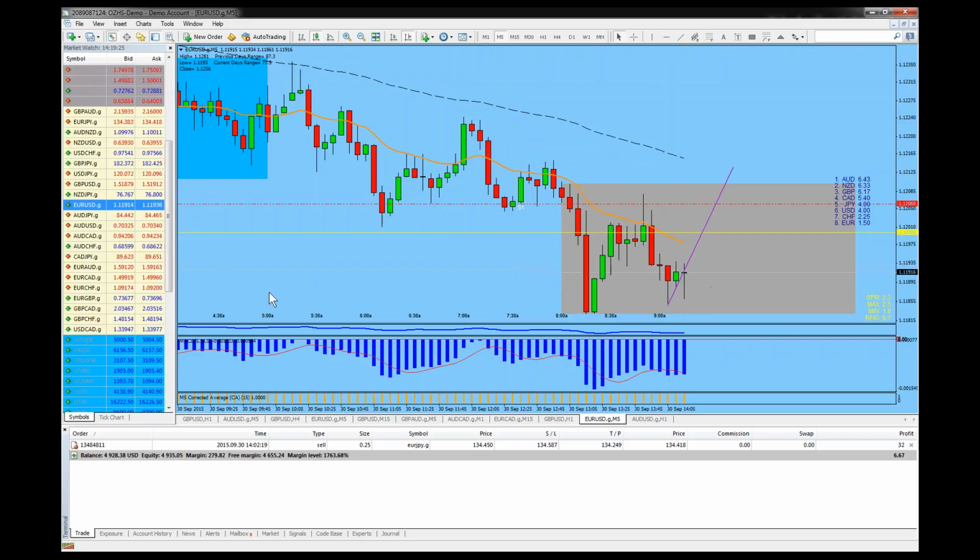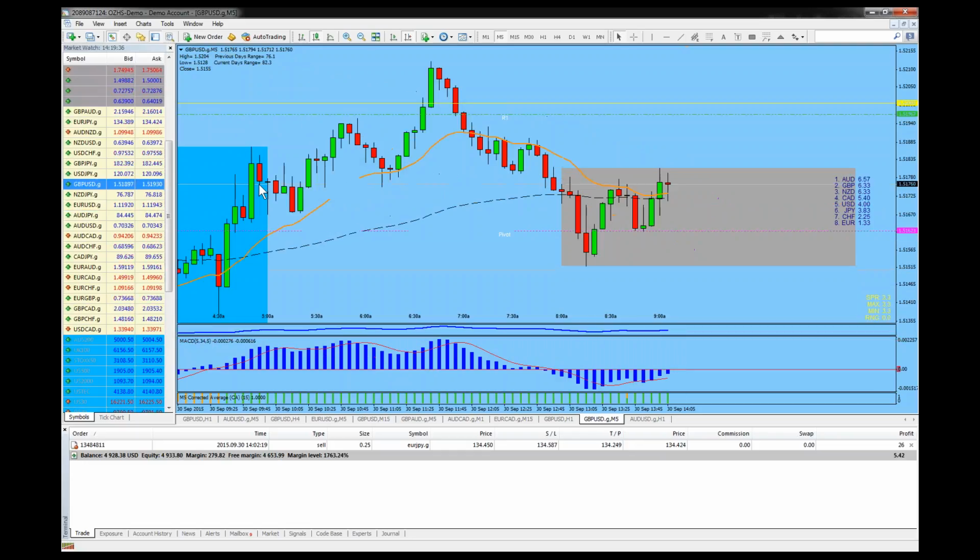So we'll wait for the right thing there. Aussie, let's see what else is here. Let's look at pound dollar. Well, we still need a pullback here.